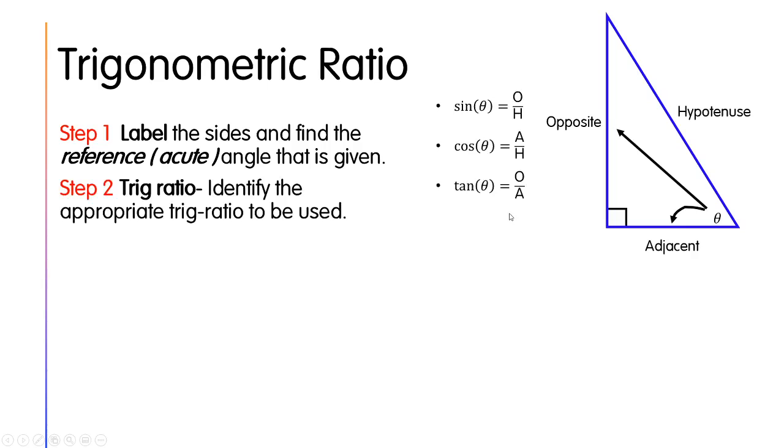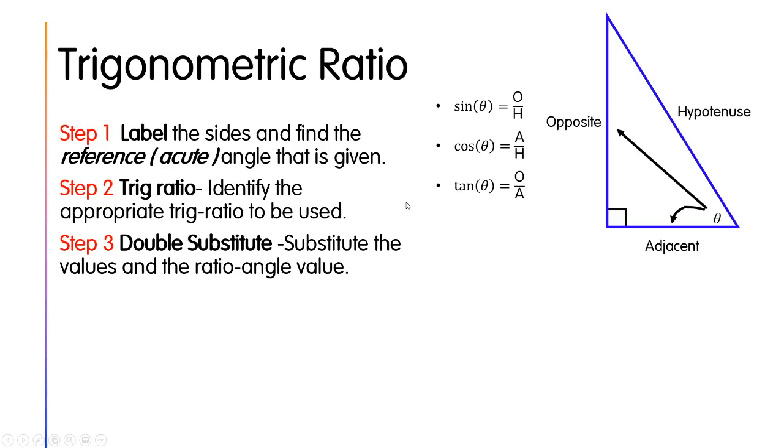Next, we work out our trigonometric ratios. This is done with SOH CAH TOA. SOH, sine, is opposite over hypotenuse. CAH, cos, is adjacent over hypotenuse. And TOA, tan, is opposite over adjacent.